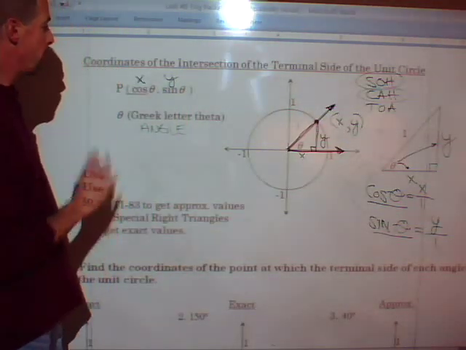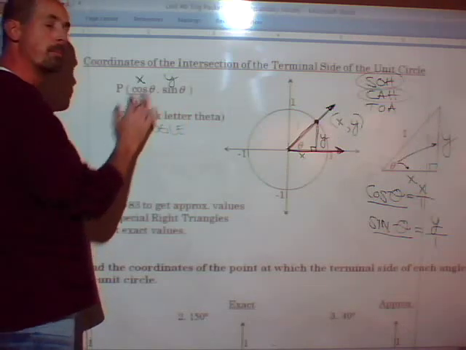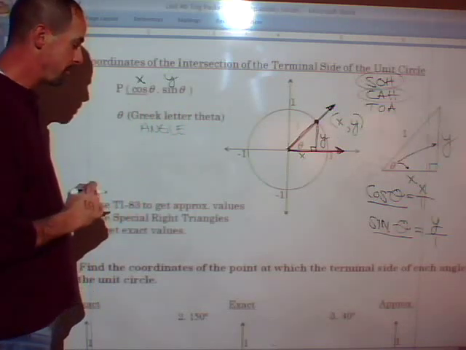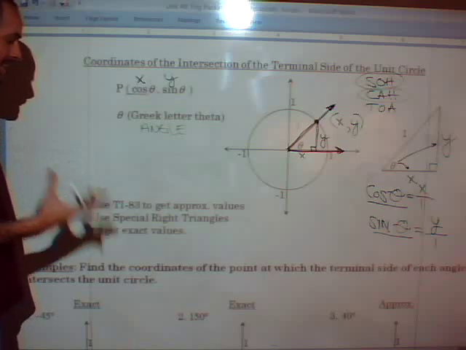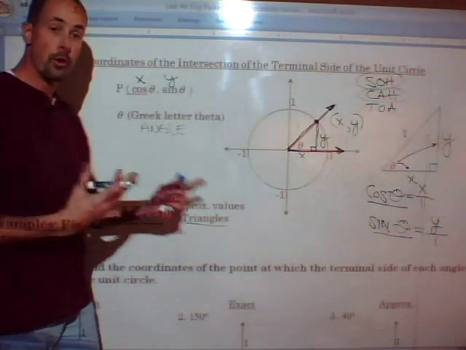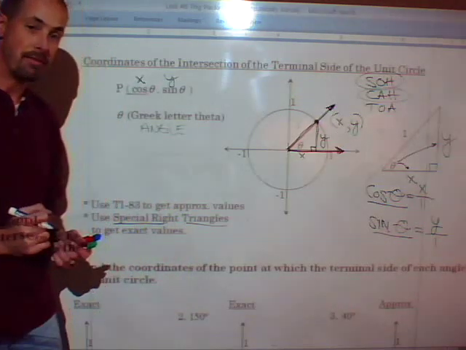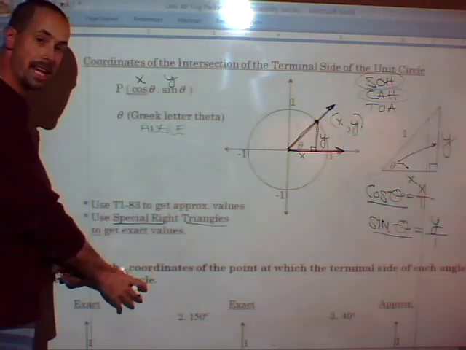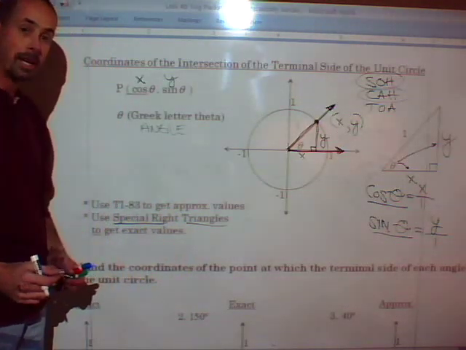So if you want to find approximate values, you can plug those right in the calculator and get your approximate values. Now, if you want to get exact values, you're going to use special right triangles, the 30, 60, 90, the 45, 45, 90, which is what we're going to do in the next section in the next video.